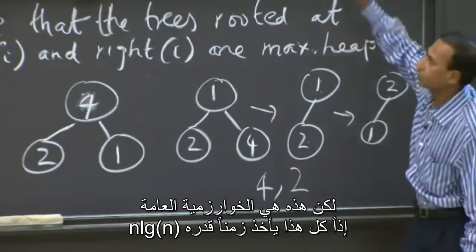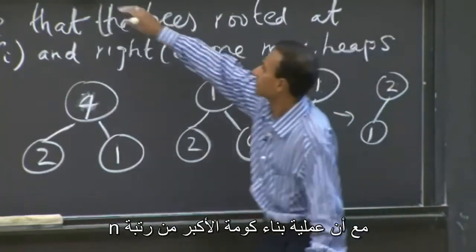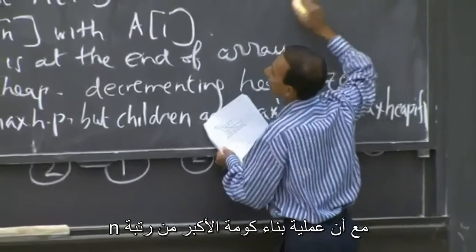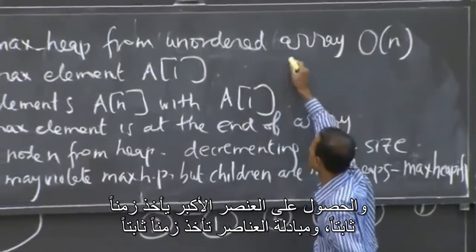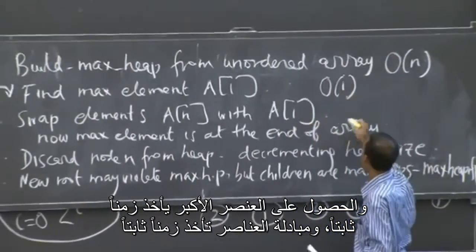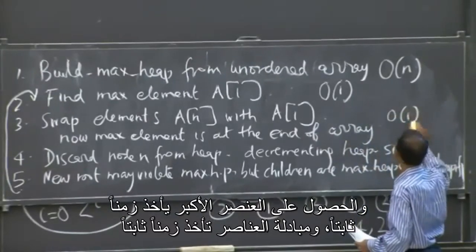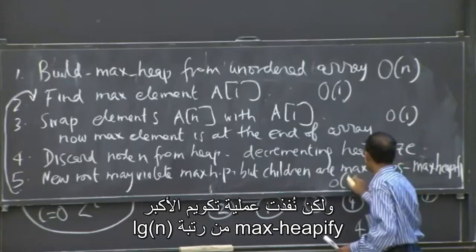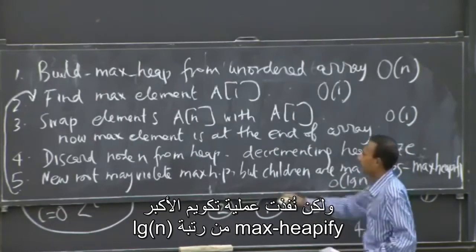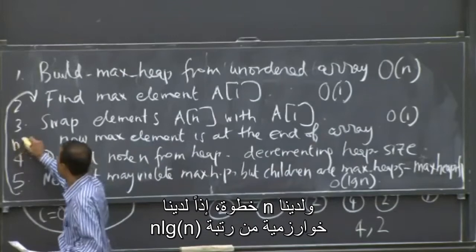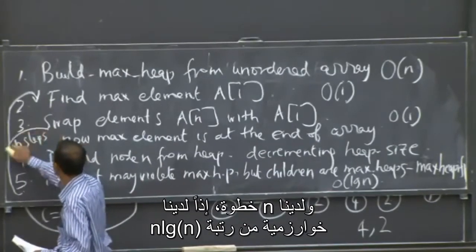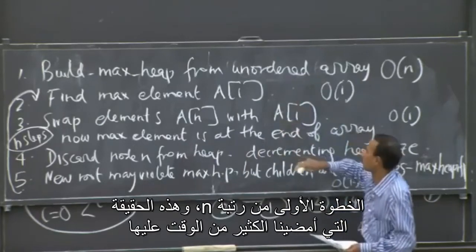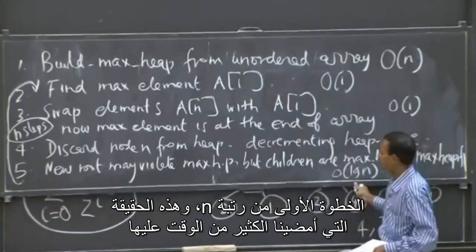So this whole thing takes order n log n time, because even though build max heap is order n, finding the max element is constant time. Swapping the elements is constant time. But running max heapify is order log n time. And you have n steps. So you have an order n log n algorithm. But the first step was order n, which is what we spent a bunch of time on.